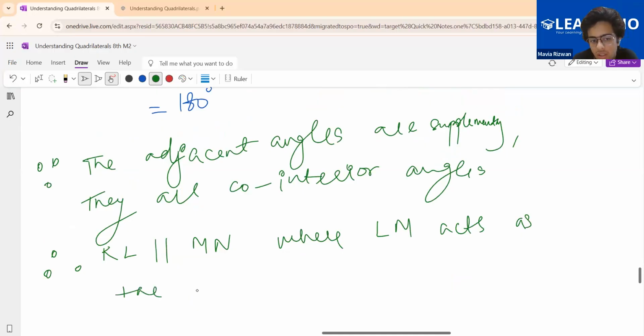It's the reverse: earlier the lines were parallel, so we used to call the angles co-interior. Now they are co-interior, so by this we are proving that the lines are parallel. Is this clear? How are we going to prove that they are parallel?